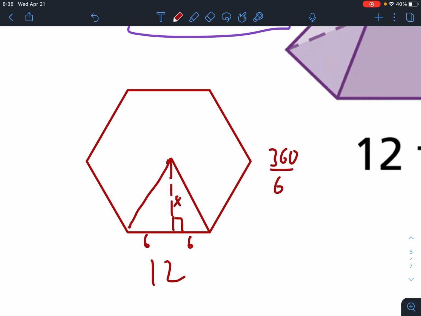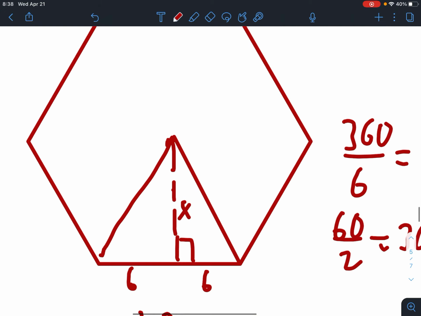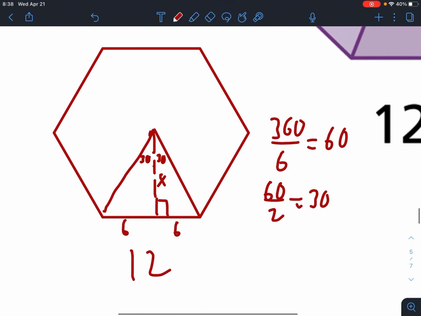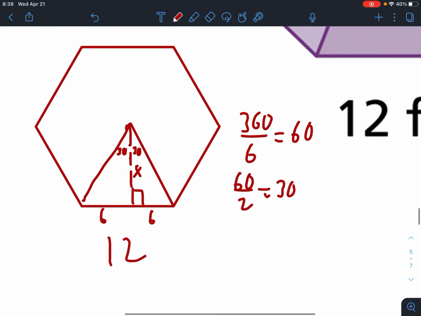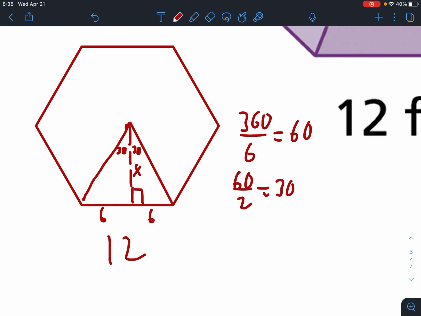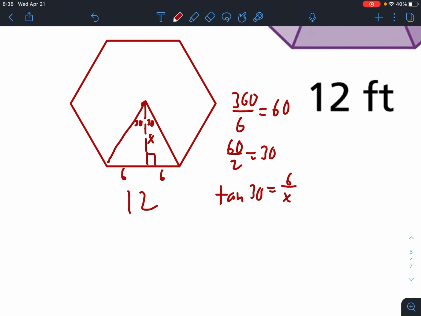360 over 6, each central angle is 60. And if we cut that in half, these two little pieces here are 30. So this is a special right triangle, or we can use right triangle trigonometry to get our apothem there. So let's use tangent of 30 equals 6 over x. So x tangent 30 equals 6, or x equals 6 over tangent 30.